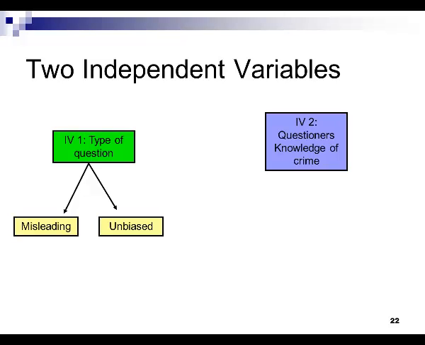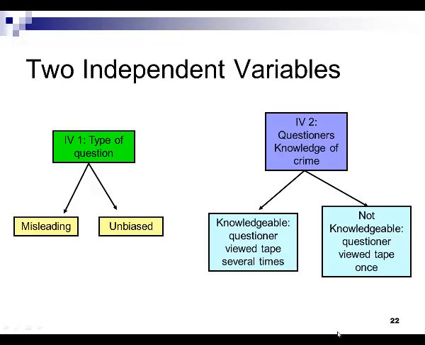The second independent variable was the questioner's knowledge of the crime. So in one level of the independent variable, the questioner had a lot of knowledge of the crime.